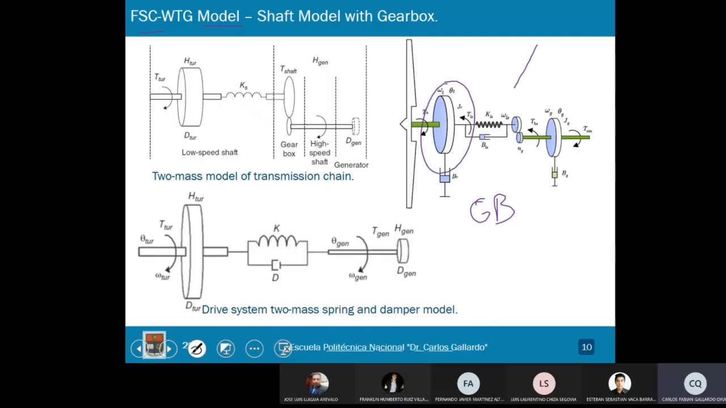I will have the turbine model on the left side and the generator on the right side. The two-mass model of the drivetrain is composed of the low-speed shaft, gearbox, and high-speed shaft. Here I have the low-speed shaft, here the high-speed shaft, and this is the gearbox. This is the shaft model with gearbox.